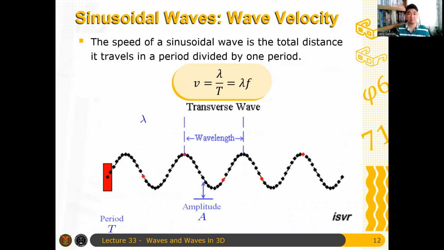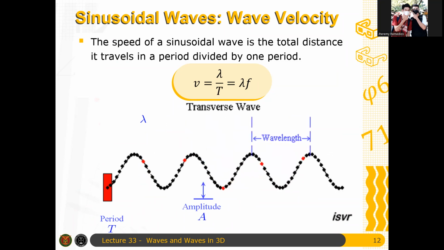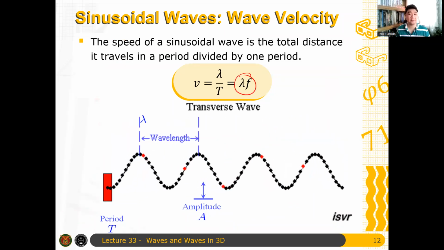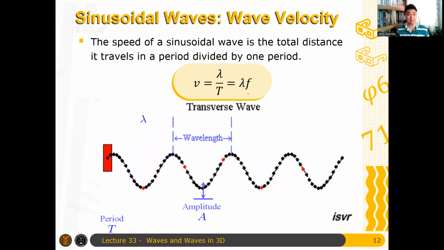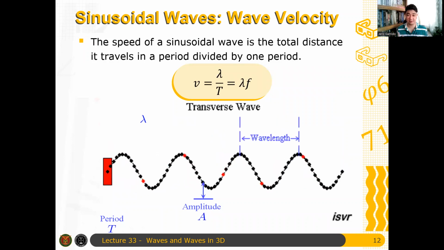Okay? Questions? May tanong ba rito? v is lambda f. Do not forget this equation. Do not forget this equation here. v equals lambda f. Okay? Malinaw? Malinaw sa atin to? Are there any questions? Wala? Okay, mukhang wala naman.